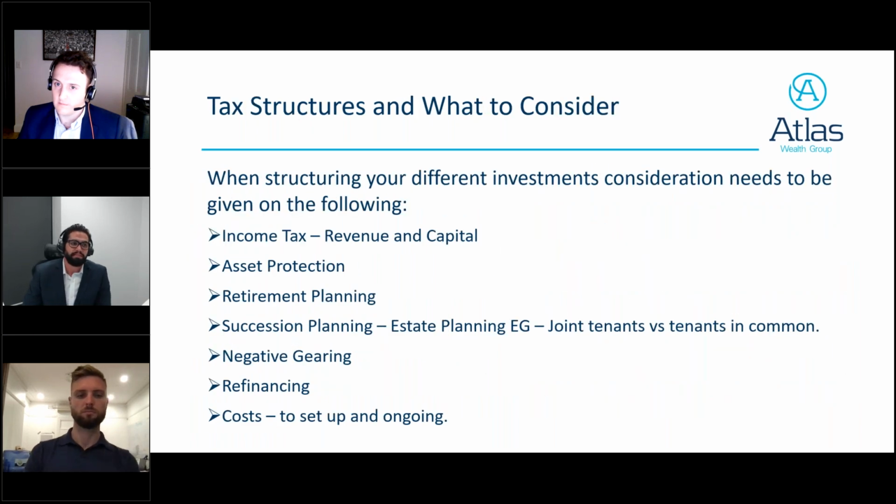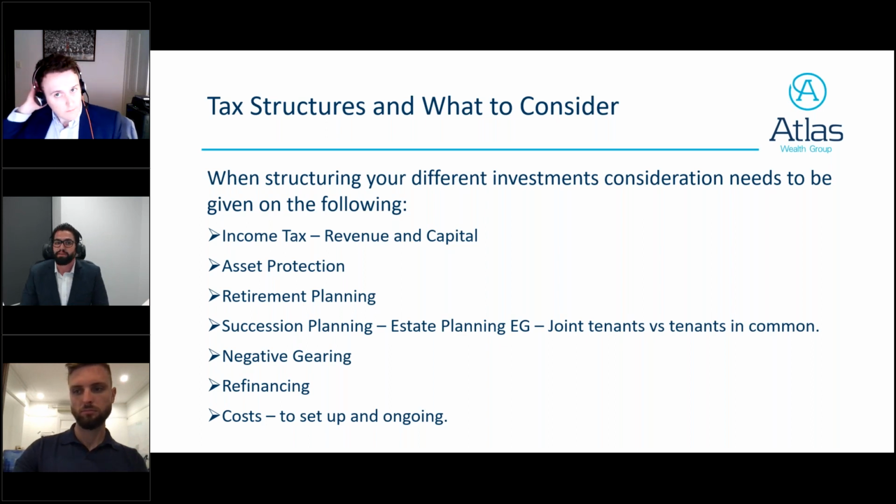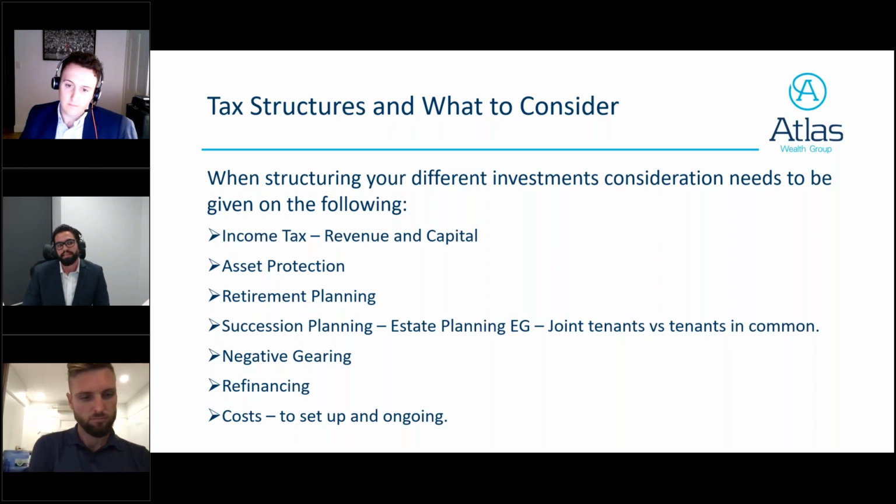Last slide for me today: tax structures and what to consider. Right now in Australia, the most common tax structures we can invest through are ourselves as an individual or partnership, companies, or a discretionary trust. And lastly, a self-managed super fund, probably the most common. Working out the right fit is going to be really individual and specific to your own goals.